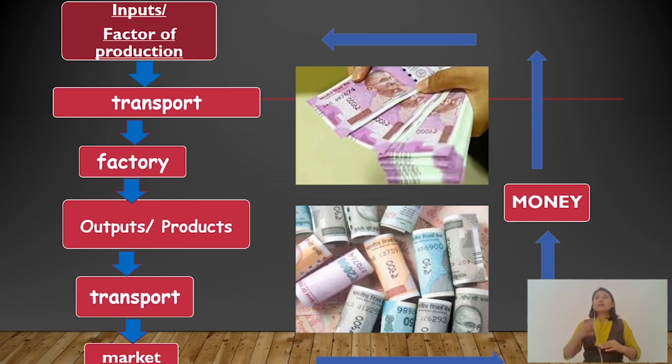And then the finished product is transported to the market. For this purpose also, money is needed. And in the market, the goods are being sold. And then in the market, consumers come and buy the goods. While buying goods, they also need money. So money is the most important thing while doing these activities.